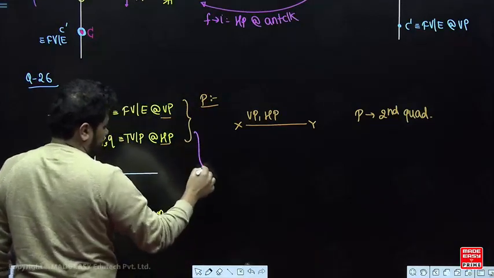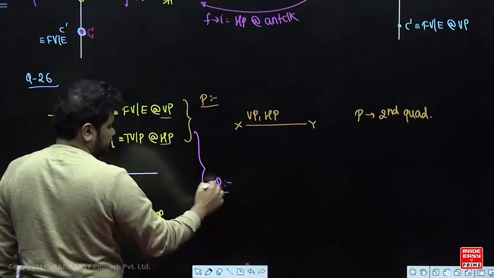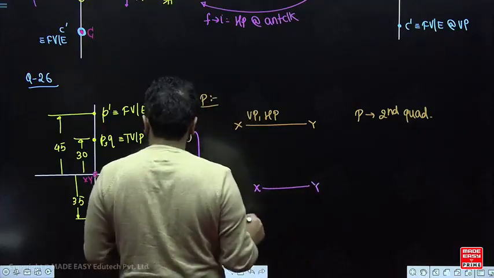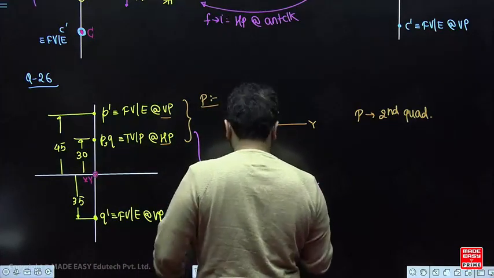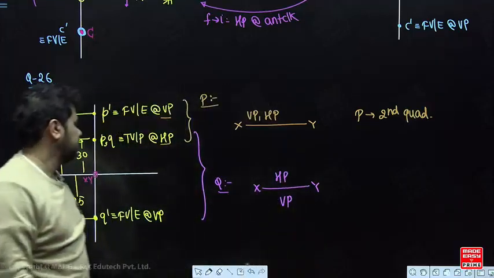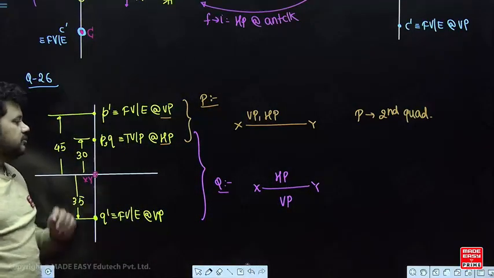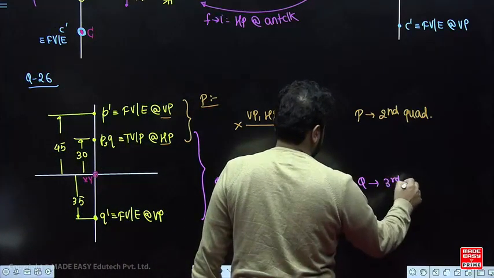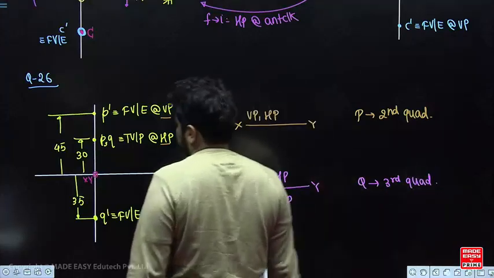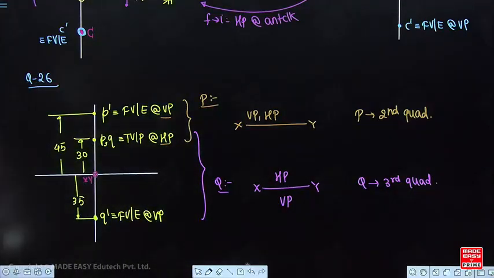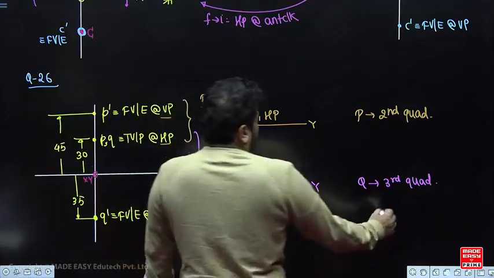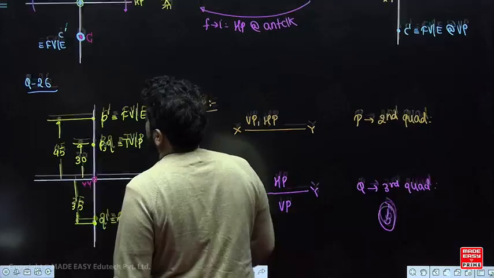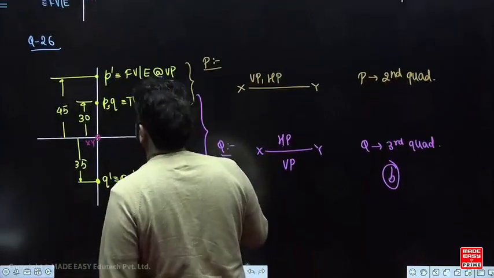Similarly, if I talk about this Q point, you can see that this is your xy line. So HP is above and VP is below, isn't it? HP is above, VP is below. So which quadrant? Obviously HP above VP, so Q is in third quadrant. So that is the answer. P is in second, Q is in third. Option B is correct. Right. So it was your C. Understood everyone?